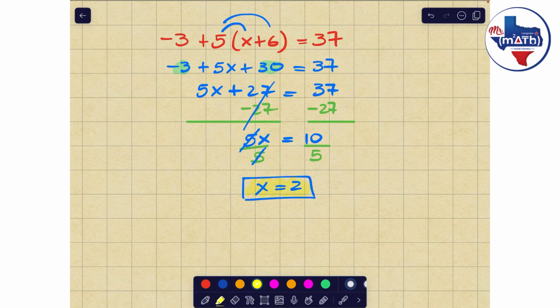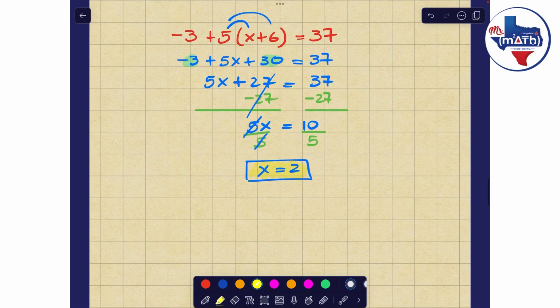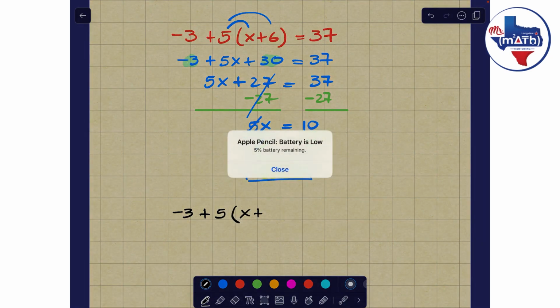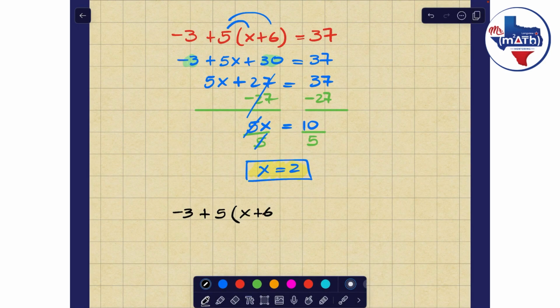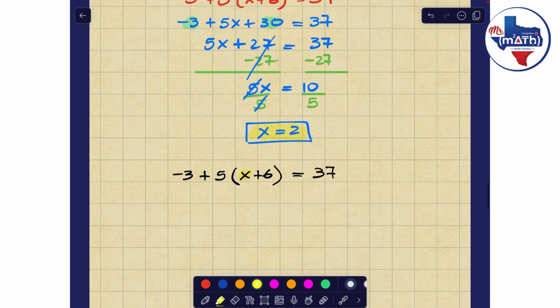Okay, now let's verify if this solution is valid for the equation. How can we do that? Let's rewrite the equation and replace the value x equals 2 into this initial equation, and let's see if this is true. -3 plus 5 times (x plus 6) equals 37. So remember, we're going to replace x with this value, x equals 2.